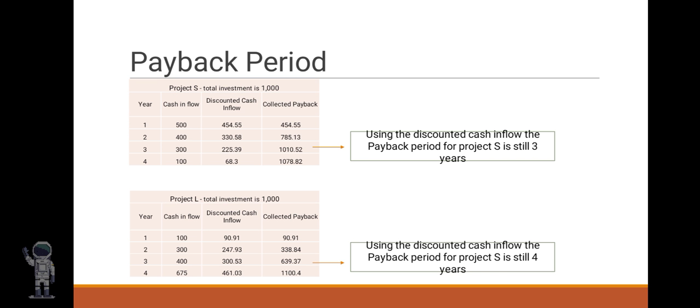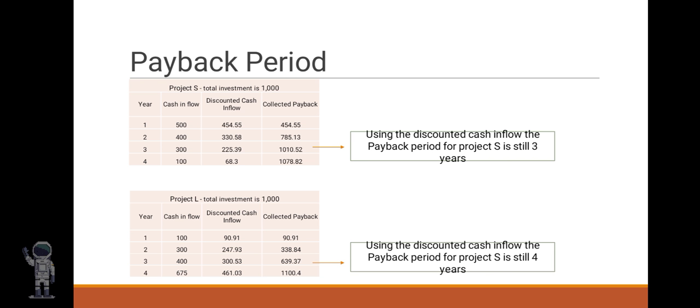But if we use the discounted cash inflow, we still use the NPV. In our table, the net present value in year 1 is 454.55. In the second year it is 330.58. Total is 785. In year 3, the NPV is 225. Total is 1,010. So using the discounted cash inflow, the payback period of this project is still 3 years. So there is no change in project S.